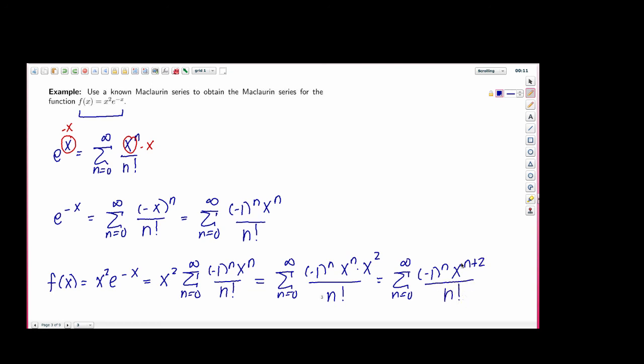So we got our series for x squared e to the minus x by first finding the series for e to the minus x, plugging in minus x everywhere for x, and then we multiply by x squared.